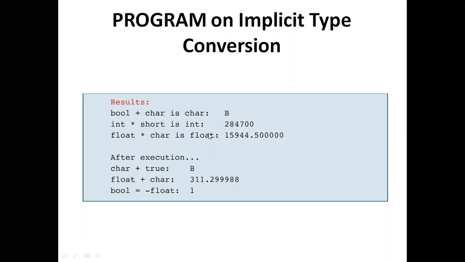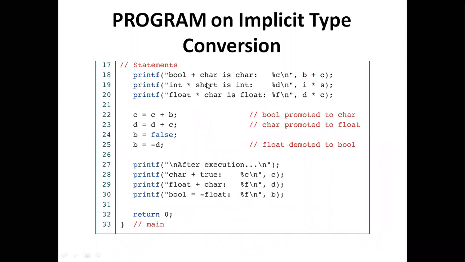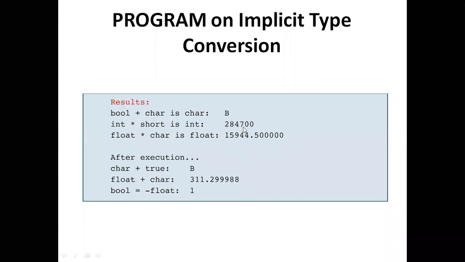And what is the next thing we are having? Integer into short, and so it is converted into integer type. The range is between minus 32,768 to plus 32,768. Here it has been converted into the integer type. Here the character into float has been converted into floating point.